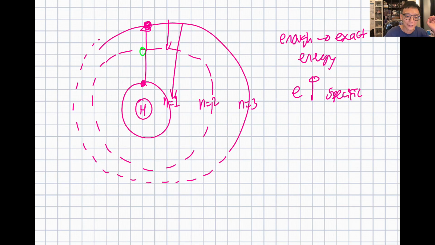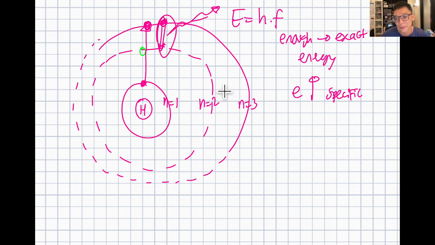So let's say, just for example, that initially your electron is in orbital 1, shell 1, and then it goes to shell 3, and then it returns back to shell 2. Meaning that when it reaches here, and then it goes here, it releases energy. And this energy can be quantified using a formula: energy equals Planck constant multiplied by the frequency of the photon that is associated with this electron movement.